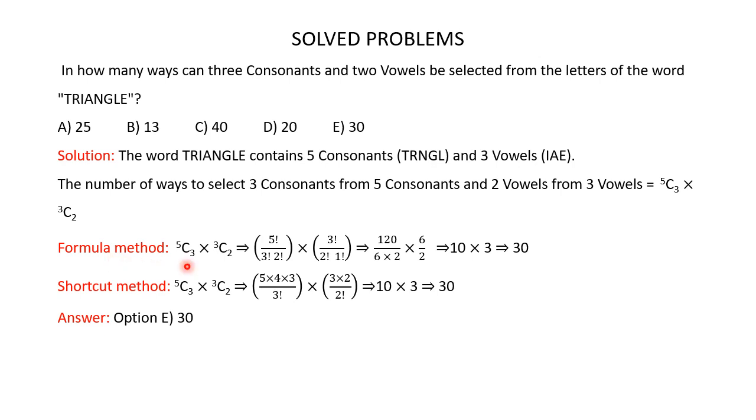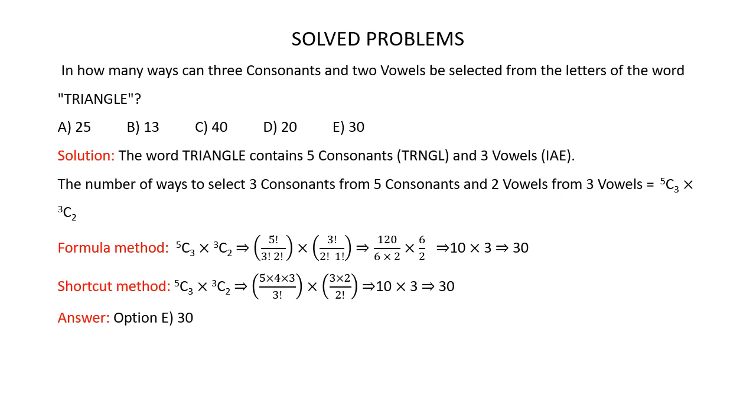5C3 is nothing but 5 factorial divided by 3 factorial multiplied by 5 minus 3 factorial, which is 2 factorial. So we have 5 factorial divided by 3 factorial multiplied by 2 factorial. 3C2 is nothing but 3 factorial divided by 2 factorial multiplied by 3 minus 2 factorial, which is 1 factorial. So we have 3 factorial divided by 2 factorial multiplied by 1 factorial.